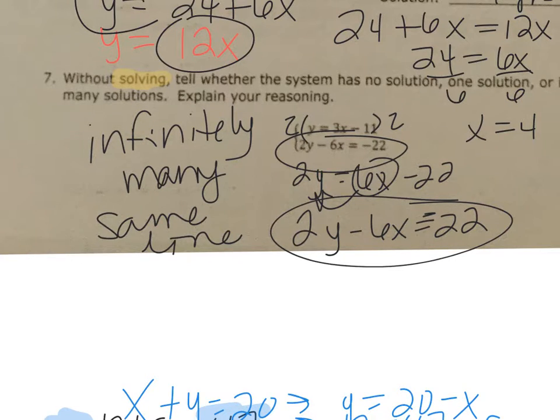Okay, so you needed to say that. Some people told me, same line, so no solution. No solution would be if they're parallel. Okay, and then some people did tell me no solution because they have the same slope. That's true, but they also have the same y-intercept, which makes it the same line.